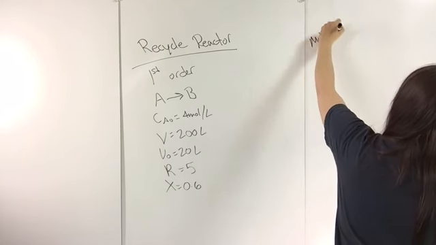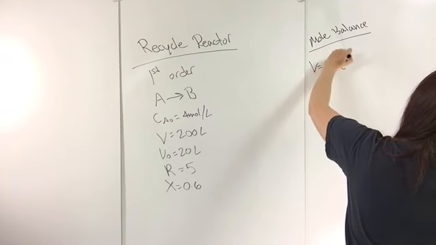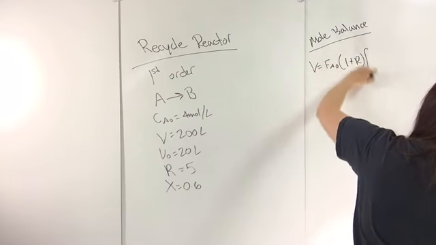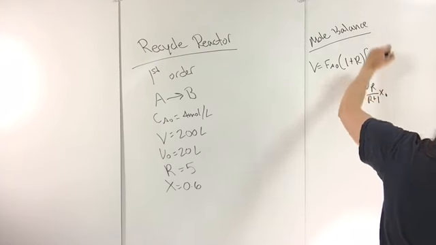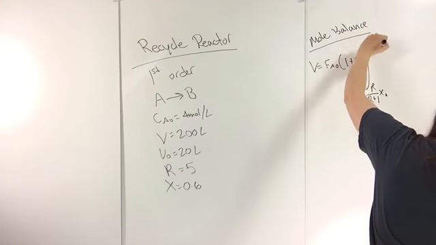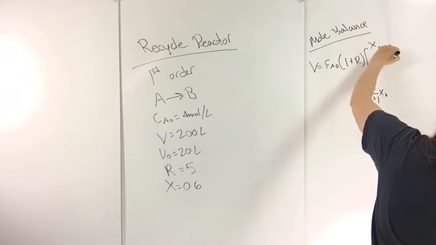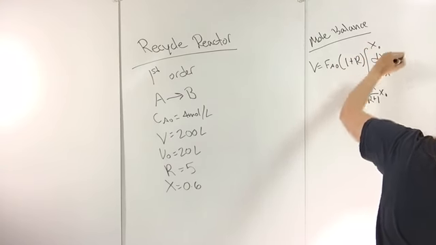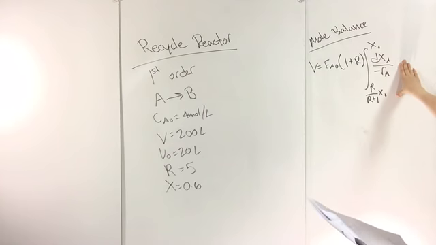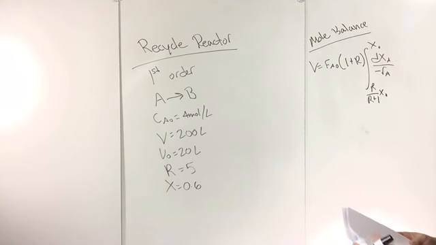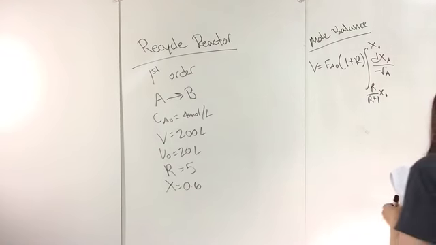We have V = F_A0 (1 + R)/(R + 1) X_0 ∫ dX_A / (−r_A). And we derived this equation on one of the homework assignments. I can't remember which one, but I would recommend going back and reviewing that.